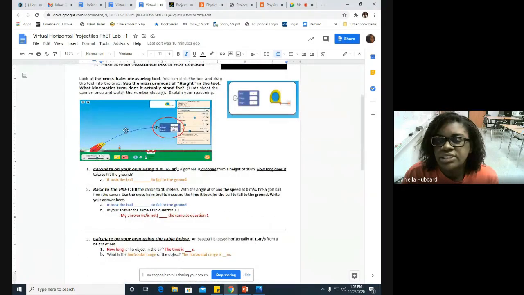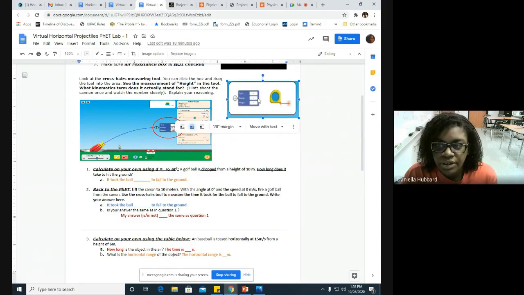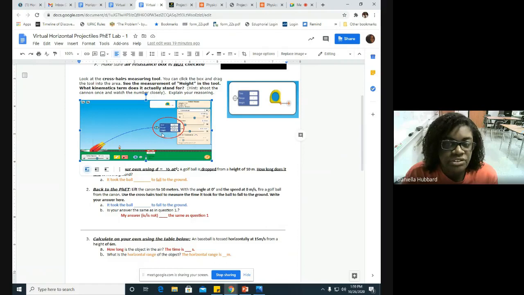All right, next section says look at the crosshair measuring tool. You can click and drag the tool into the area. So here's a picture of where your crosshair measuring tool is inside this white box that's at the top of your PhET lab. And here's a screenshot of me moving that crosshair tool to measure what I need to measure on the object's trajectory, okay?